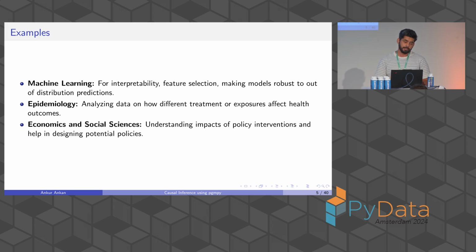So the applications of these kinds of models are in many fields. For example, in machine learning, we can use these for interpretability or for feature selection, or making more robust models which can do out-of-distribution predictions. In epidemiology, we use it quite often for analyzing how different treatments and exposures affect health outcomes. And similarly in economics and social sciences for designing policy interventions.